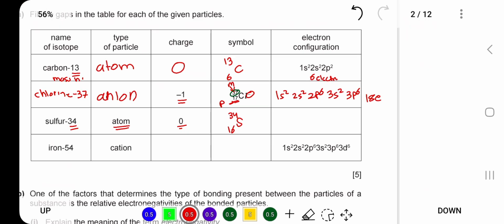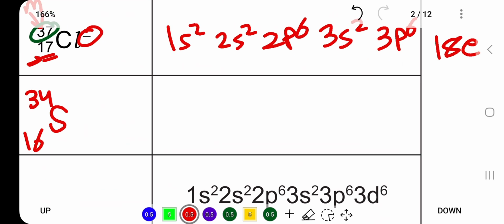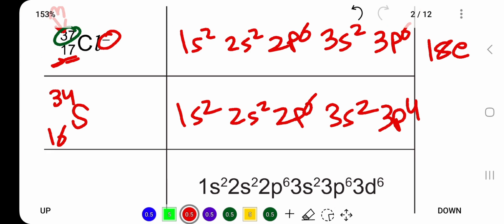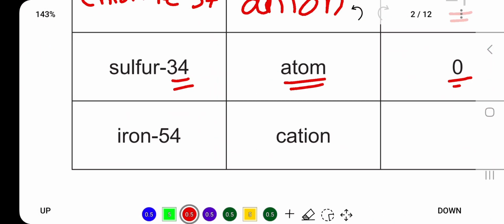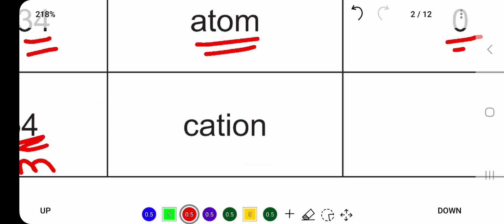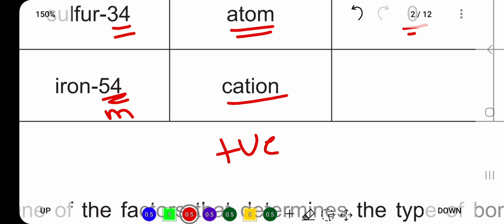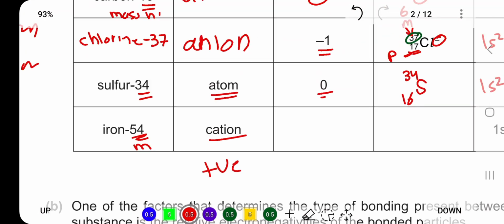Now electron configuration is gonna be 16, just like the protons, because there is no charge, so the electrons are not affected. So again, you write them. 1s2, 2s2, 2p6, 3s2, 3p4. Good job. Now same thing for iron, 54 mass number. Cation means it is a positively charged ion, so you can now do it.